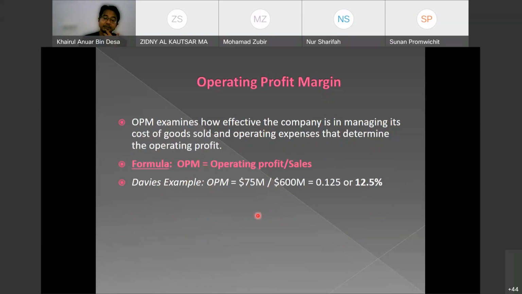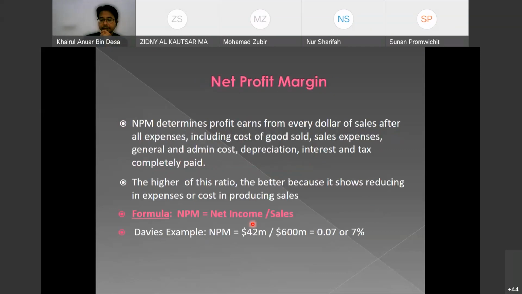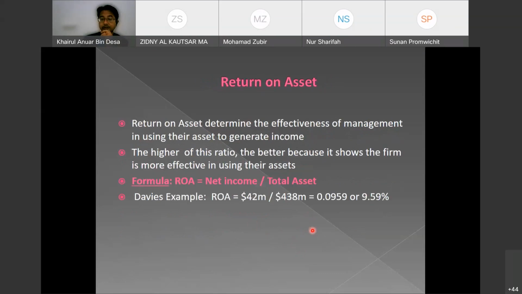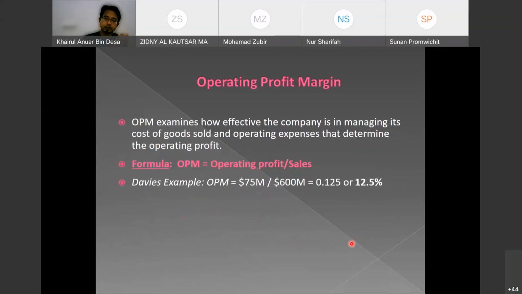Itu tadi ada dalam ni. It's about the operating profit. Kos pengeluaran, dia cakap expenses tadi, is about 16% expenses. So operating profit here. Operating profit examines how effective the company is in managing cost of goods sold.